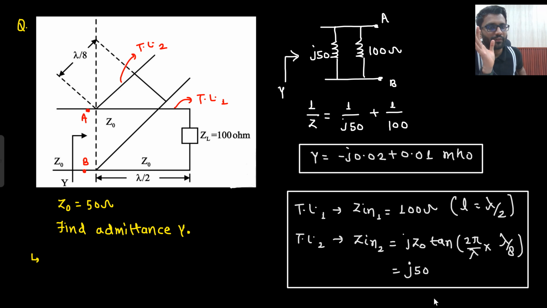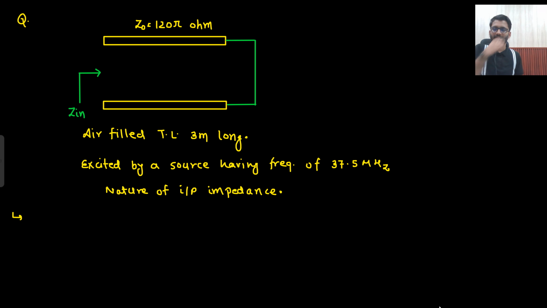Are you able to understand what we are doing? Simply we just need to solve the transmission line. That's it. Very easy. These questions are very, very easy. Every single person who has studied this subject in a good manner will be able to solve them. Just between A and B you need to find the equivalent of this and then the equivalent of this. That's it. Okay, so this is the answer. Let's see the next one.